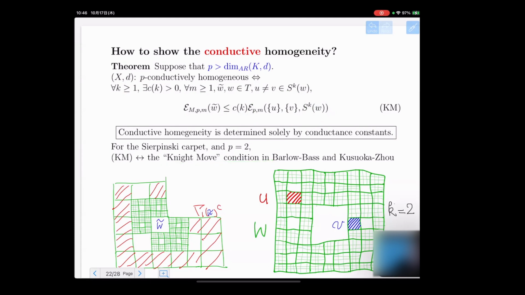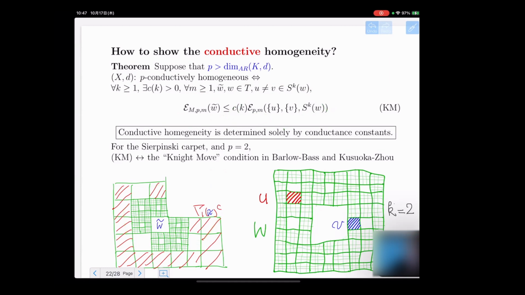Originally, in the construction of Brownian motion on the Sierpinski carpet, Barlow and Bass had a condition called the knight move condition. This is quite different from the original knight move condition, but it still has some similarity. So now the problem is the comparison of conductance between two different spaces.